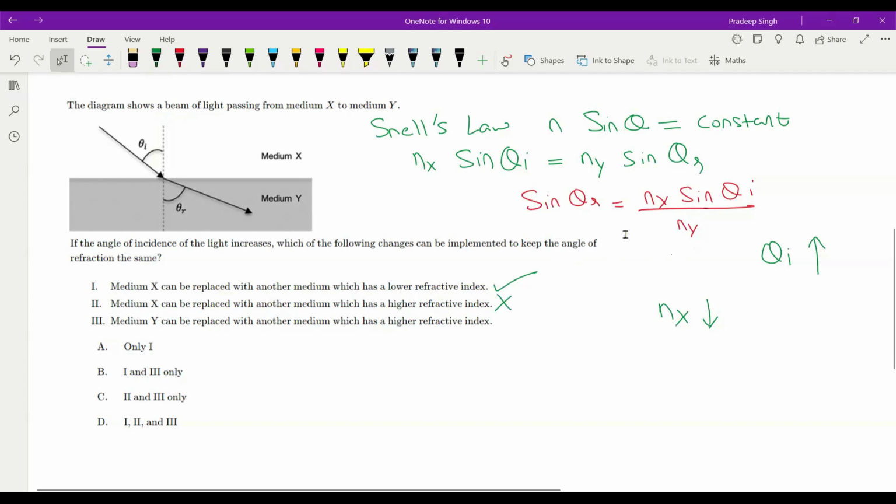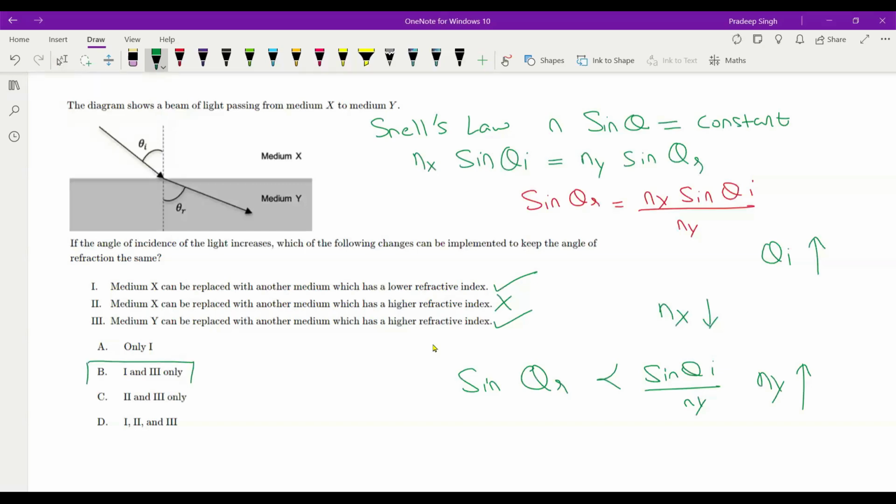Likewise, if we look at Ny, again, theta r is supposed to be constant. And if your theta I is increasing, Ny also has to increase. So we can say that sine theta r is directly proportional to sine theta I divided by Ny. Now in the question, theta I is increasing. So Ny also needs to increase. Only then the sine theta r will be a constant. So that's why medium Y can be replaced with another medium with a higher refractive index. So Ny needs to increase, which means statement 3 is correct, which means our final answer is option B, 1 and 3 only.